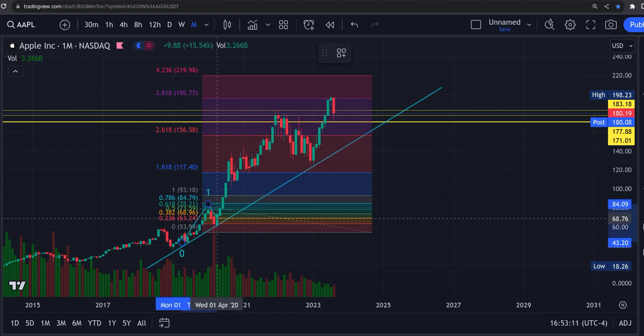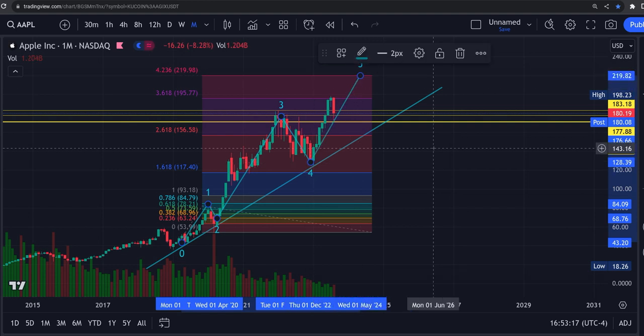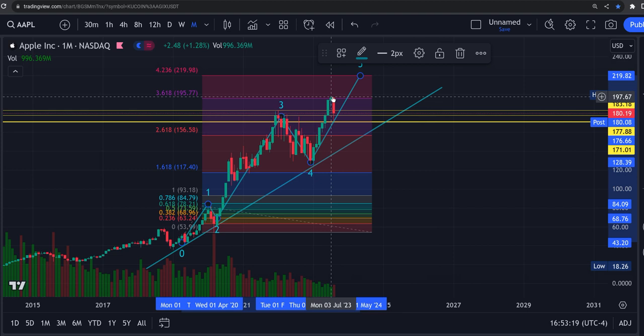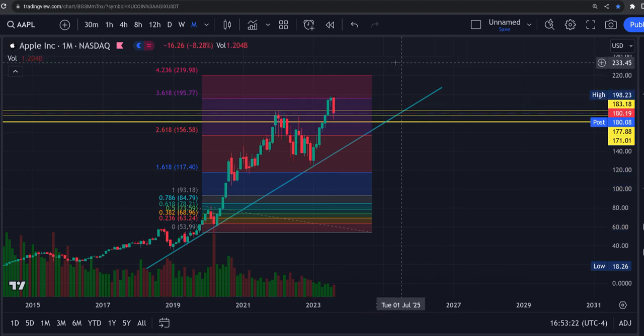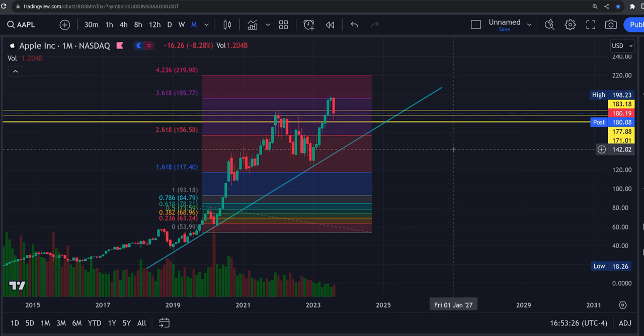Okay, we had a 1, 2, 3, 4. Now we're looking for the top of this fifth wave to come in here. All right, could that be the top? Could. You know, that's the chances you take in this market. This gives a target of right around 220 bucks. All right, right now this thing's at 180.